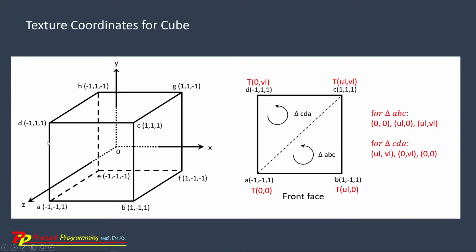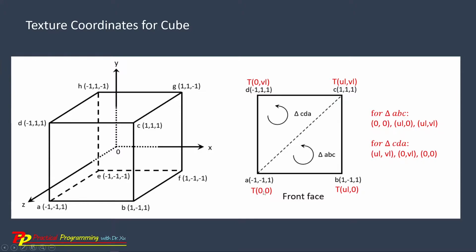Let's consider the front face A, B, C, D as shown here. This front face can be divided into 2 triangles, ABC and CDA. Here we will use 2 variables, UL and VL, to set up the upper limit of the texture coordinates. It can be 1, or less than 1, or greater than 1. Their default value will be 1. Here are our texture coordinates for this front face.